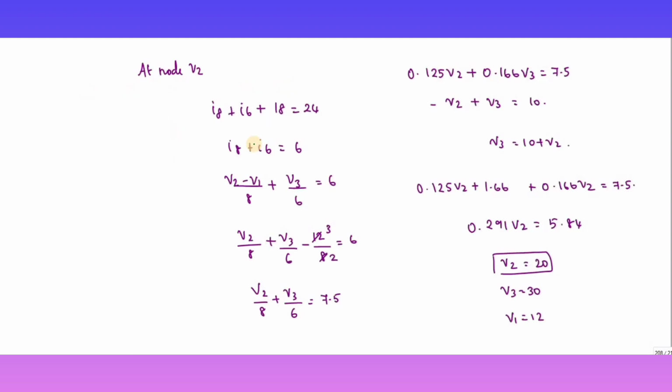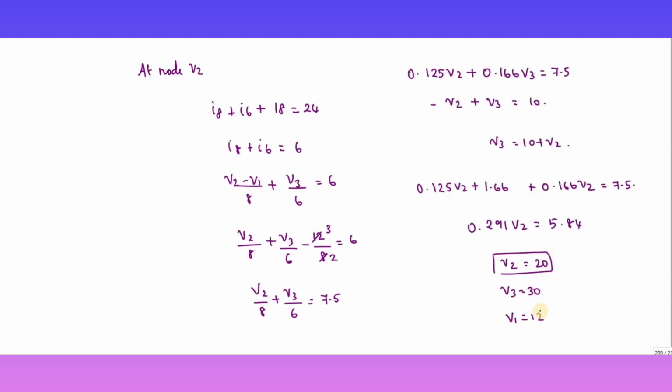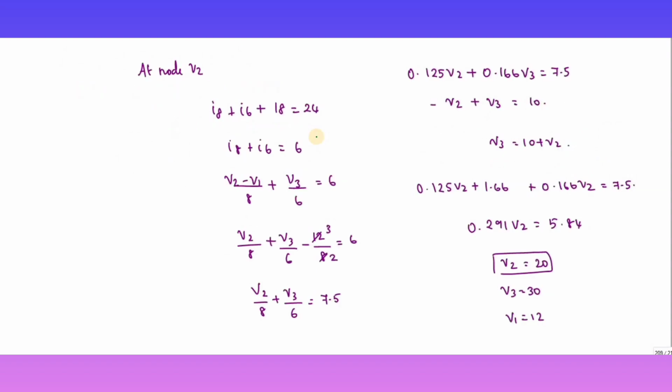And what is V2 minus V1? V2 minus V1 is 8. Divide by 8, you will get current as 1 amp. And for the 6 ohm, V3 divided by 6. V3 is 30, so you will get 5 amps. So the current flowing through this one is 5 amps.